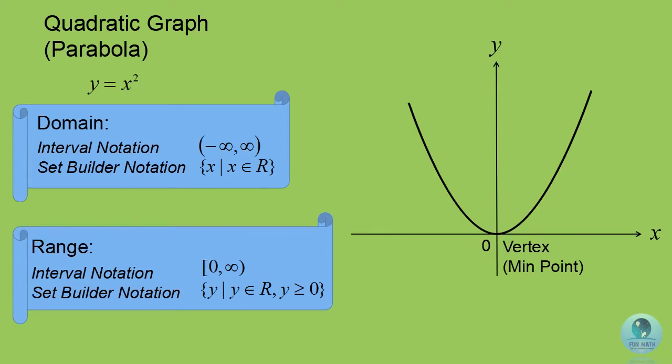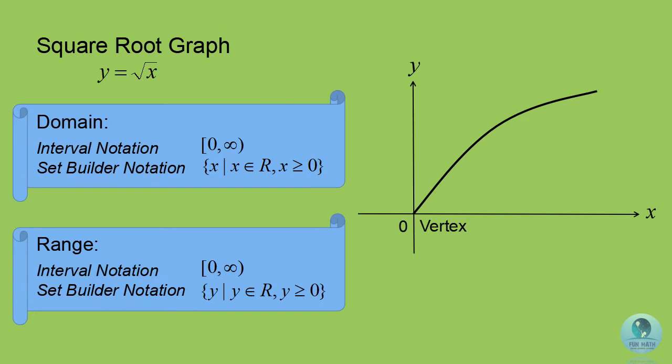This is a quadratic graph of y equals x squared. It is a parabola, or it can be described as a U-shaped graph. It has a vertex at point (0, 0). So the domain will be x consists of all sets of real numbers. Meanwhile, the range will be y greater than or equal to 0.